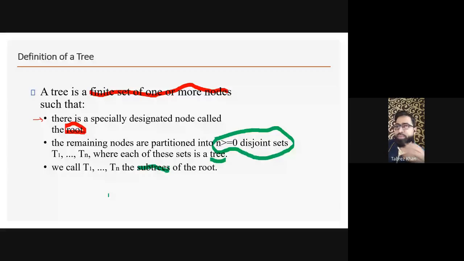Now, you need to keep the definition of a tree in your mind, and then we move to the next slide, which has the example of a tree, and which has some important terminologies of a tree.